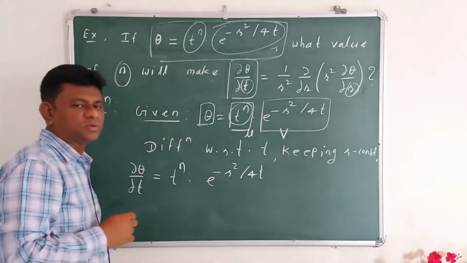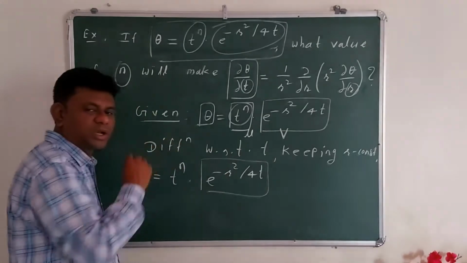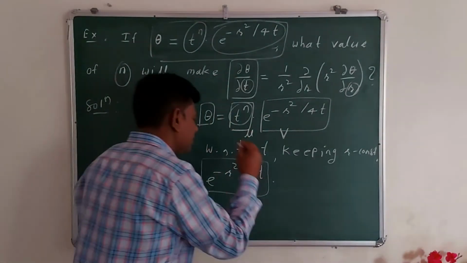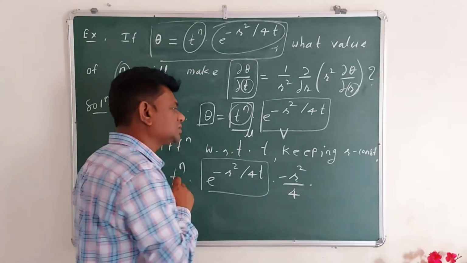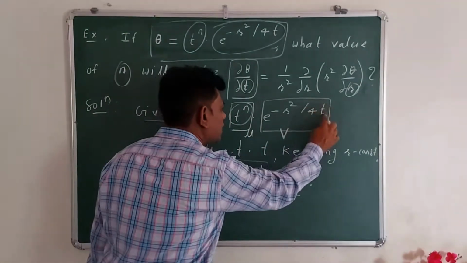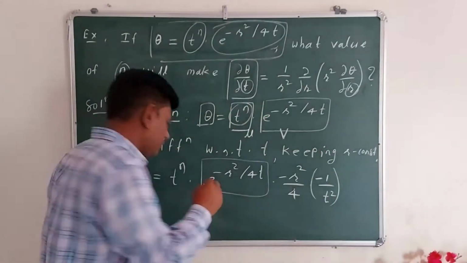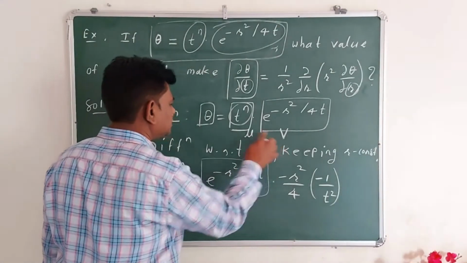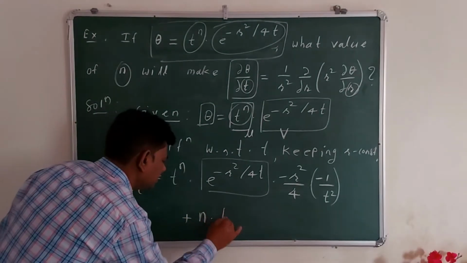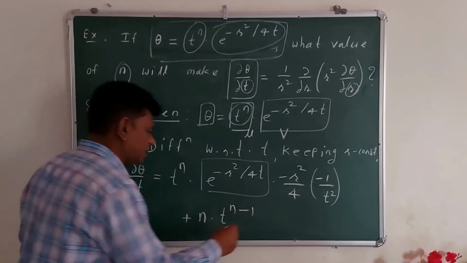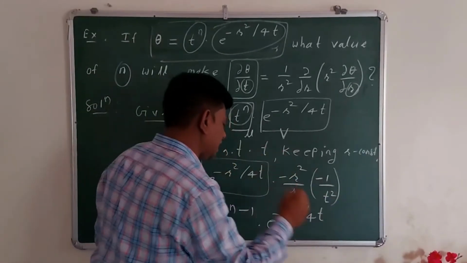Now the derivative of e to the power minus r square upon 4 times t is e to the power minus r square upon 4 times t times minus r square upon 4, which stays as it is because it is constant, times the derivative of 1 upon t, which is minus 1 upon t square. Plus v as it is times the derivative of u, that means the derivative of t to the power n, which is n times t to the power n minus 1, and e to the power minus r square upon 4 times t as it is.